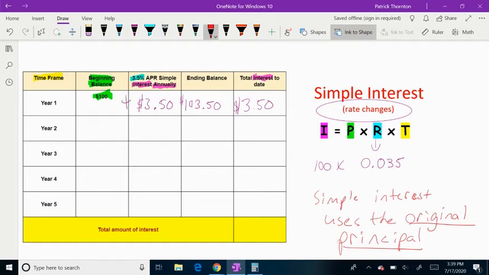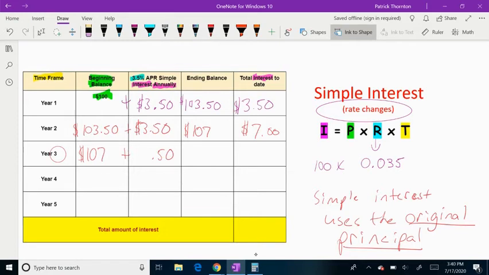Okay, so I have $3.50 now. My total now is $103.50. I'm going to add to that $3.50 more, which puts me at $107. How much money have I earned? Well, I had 100, now I have 107, so I have earned 7 big whopping dollars. Next up, I now have $107 to start year number 3. I add that $3.50 more, which puts me at $110.50.